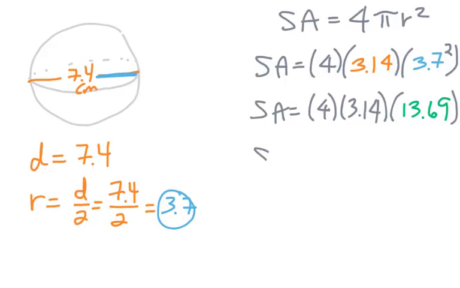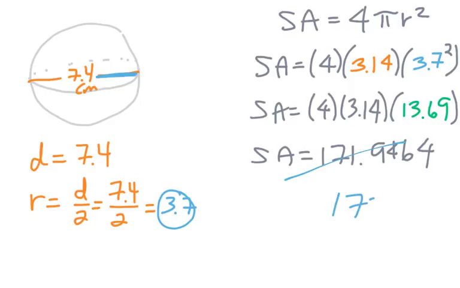And at this point, I'm probably just going to put that all in my calculator. 4 times 3.14 times 13.69. I get 171.9464. Of course, that's not one of my answers, but they asked me which is the closest to the surface area. So in this problem, I'm going to pick 172 as the closest to the surface area of this baseball.